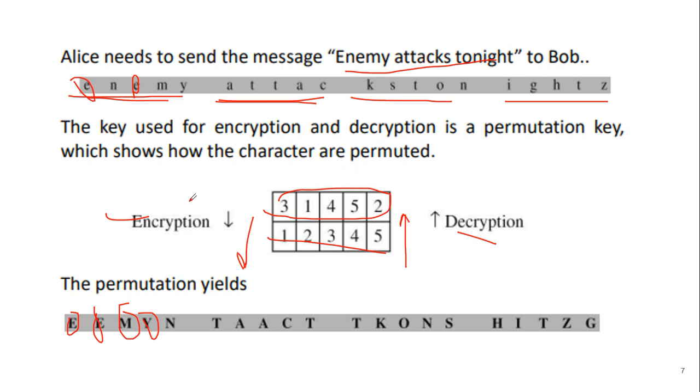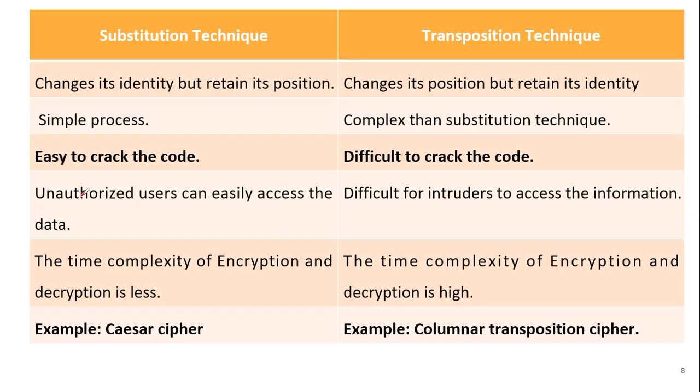Now here we are using columnar. We can use row wise also, we can use column wise also, and we can use n number of orders. So when we are using the transposition technique more than one time, it becomes complex for the attacker to understand the particular pattern. Now we'll see the difference between the substitution technique and transposition.